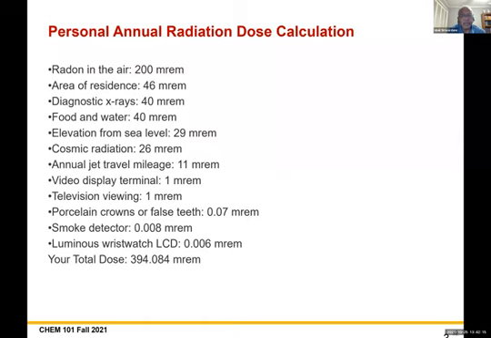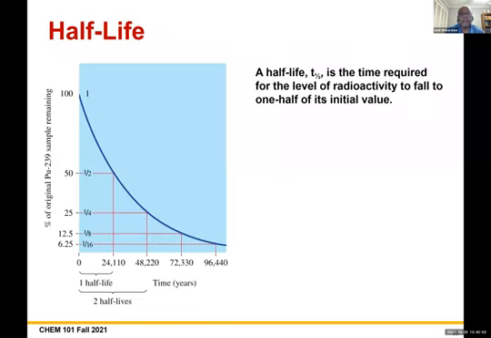Luminous wristwatches also have some radioactive material. So my annual total dose was close to 394 millirem. If I am worried, there are things I can do, such as not going out to areas where there is a high level of radioactive material.